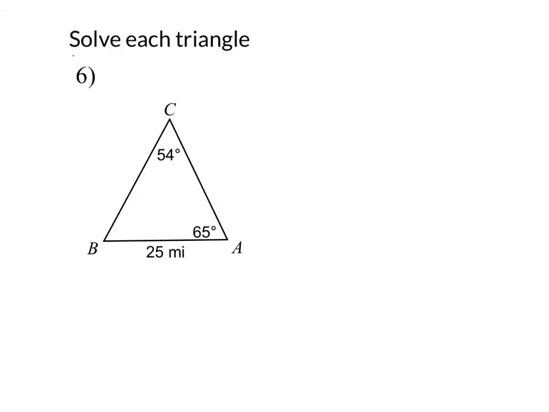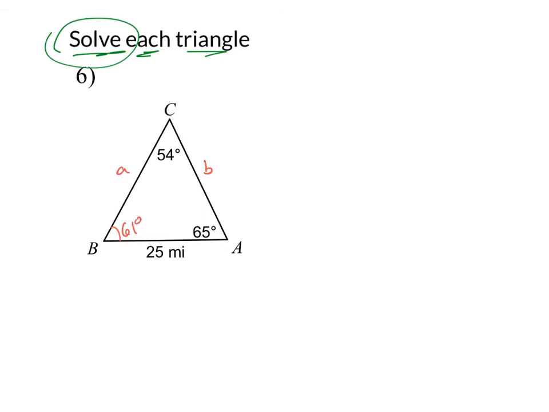Okay, now I want to solve each triangle. When they're asking you to solve a triangle, that means that I want to find all the values of all the variables or the information that I'm missing. So I'm missing this angle. By the triangle angle sum theorem, I know that that angle is 61. Now I want to find B and I want to find A.